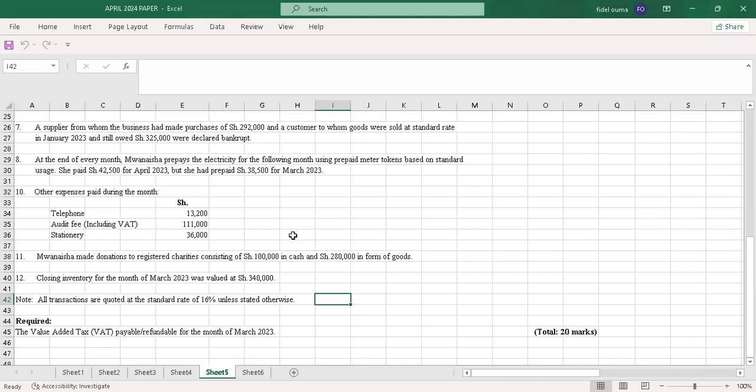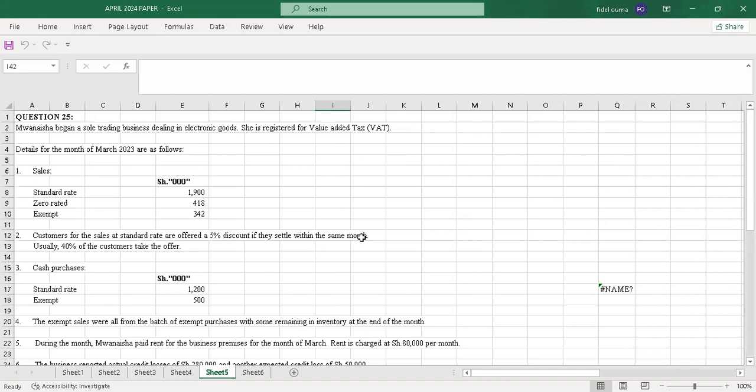Then the other thing is the format of the VAT account. The VAT account always has the input VAT and the output VAT. Under the input VAT, we have the opening inventory, which in this question there was none. The next item is always the purchases under the input VAT. So purchases, we have local and imported, and they all qualify for VAT. The other item will be the debit notes received. Then the other item under input VAT will be the credit notes issued.